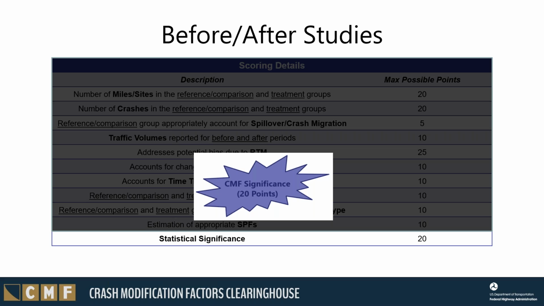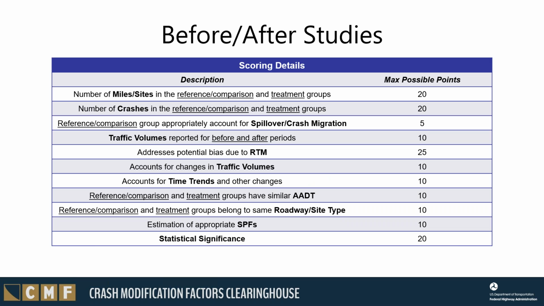And lastly, we have the 20 points assigned for statistical significance of the CMF, with points available for 95%, 90%, and 85% significance levels. So as you can see from this table, and from these various rating inputs, the scoring is heavily dependent on you as researchers reporting the data in your studies.